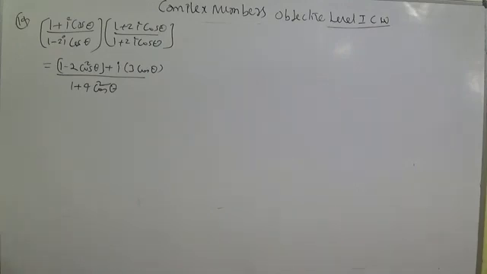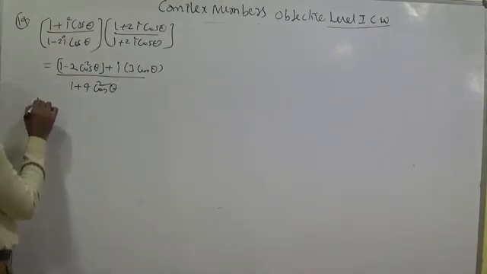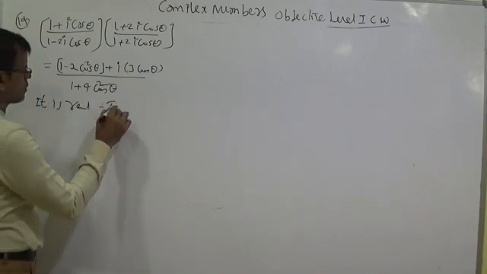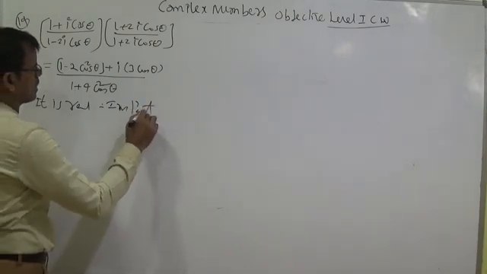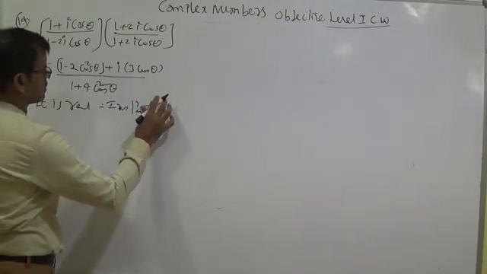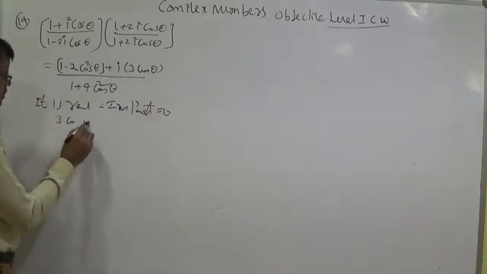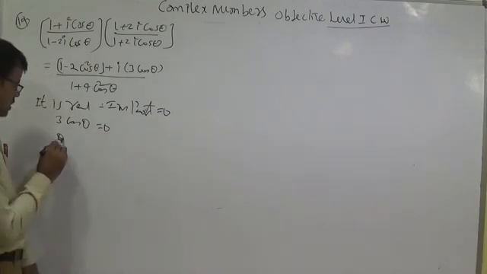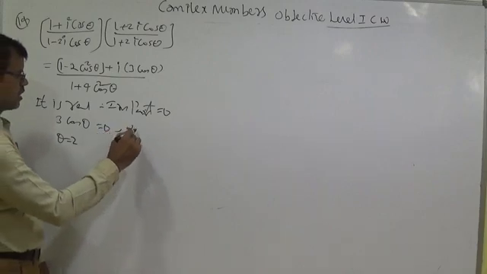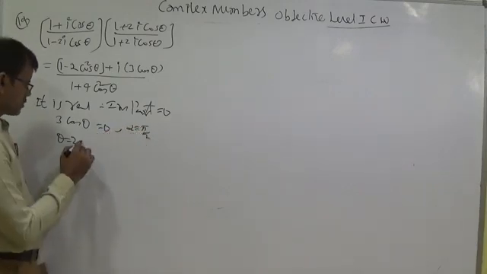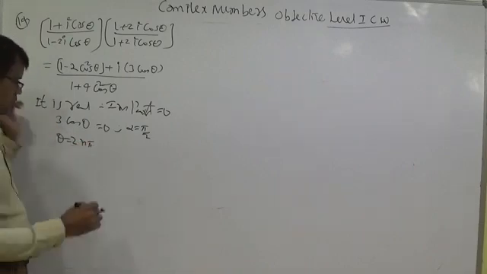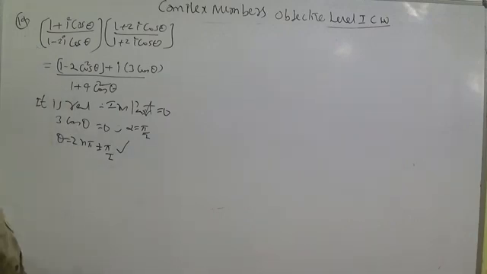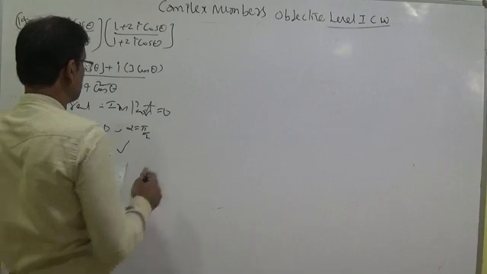What he is asking is that it is only real. Whenever it is real, therefore the imaginary part is equal to 0. So here the imaginary part, meaning 3 cos theta, is equal to 0. Whenever cos theta is equal to 0, theta is equal to 90. And the principal solution of it here, alpha is equal to pi by 2. For the general solution, it is 2n pi plus or minus alpha. So 2n pi plus or minus pi by 2, where n belongs to I, meaning n belongs to integers.